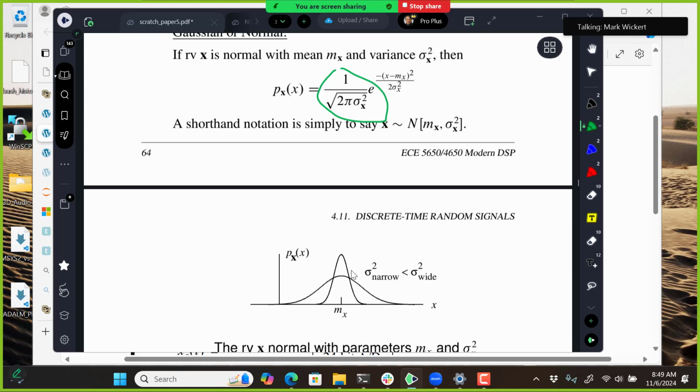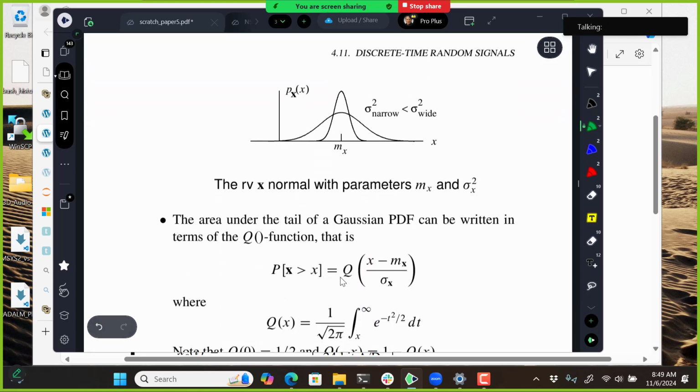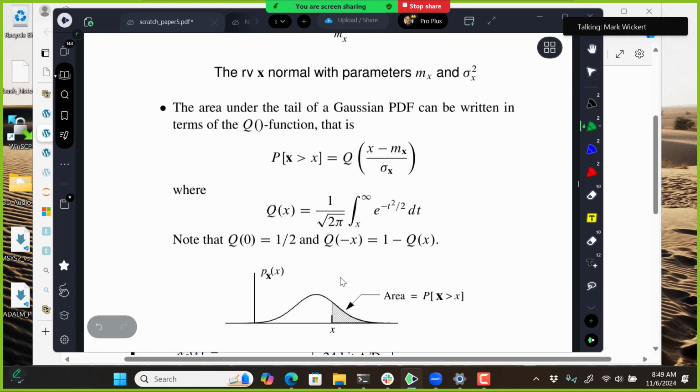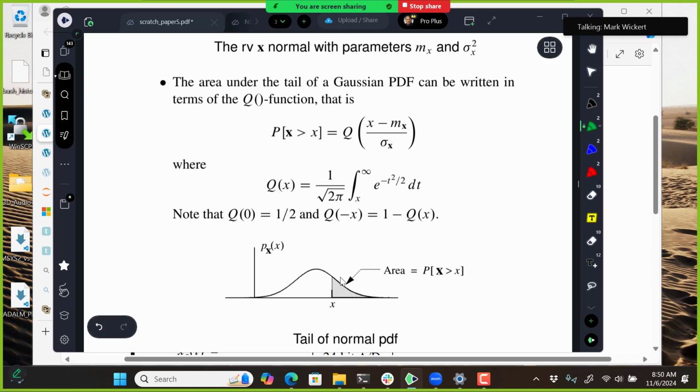When the variance is small, the bell is compressed about the mean, and when the variance is large, it's spread out about the mean. The area underneath the tail of the bell is known, and it can be written in terms of what's called the Gaussian Q function, and the Gaussian Q function is defined here as this integral. This is not a closed form integration, it's a special function.